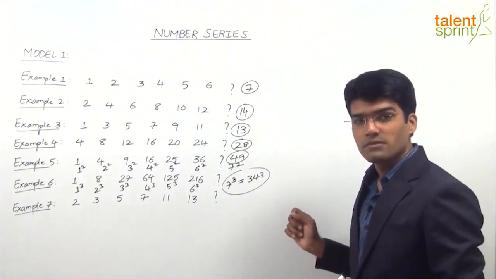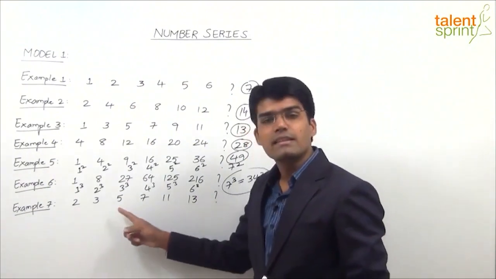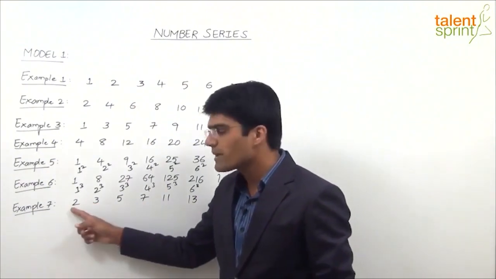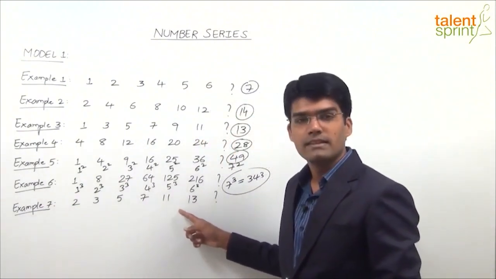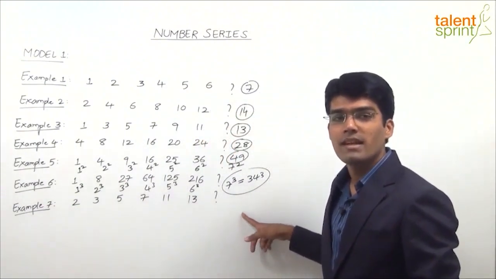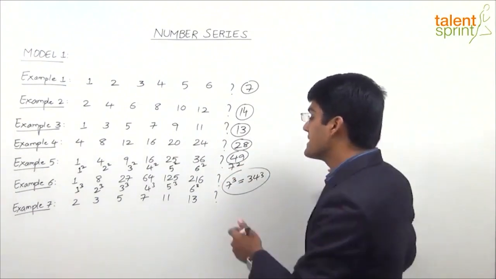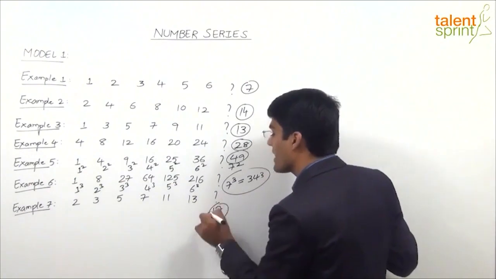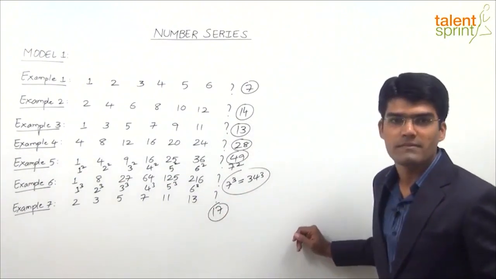Now if you observe, those who have got the right idea know that these are all consecutive prime numbers. 2 is the first prime number. Then we have 3, 5, 7, 11, 13. And the next one here has to be the prime number which comes after 13. What comes after 13? 17. So the question mark has to be replaced with 17. That is nothing but a series of prime numbers.